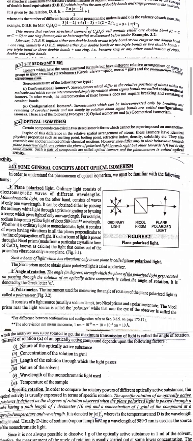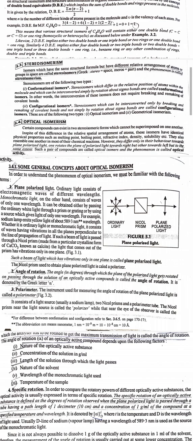Optical isomerism. Certain compounds can exist in two stereoisomeric forms which cannot be superimposed on one another. In spite of these differences in the relative spatial arrangement of atoms, these isomers have identical physical properties such as melting point, boiling point, refractive index, density, solubility, etc. They resemble one another in most of their chemical reactions.